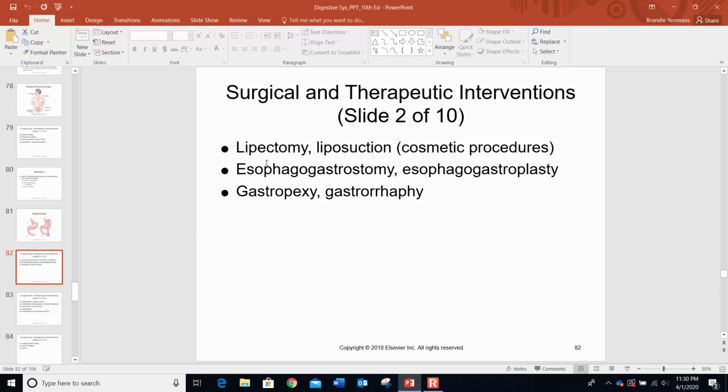Of course, some of these others that you've probably heard of, liposuction, lobectomy. The gastropexy is the big fancy word for a tummy tuck.